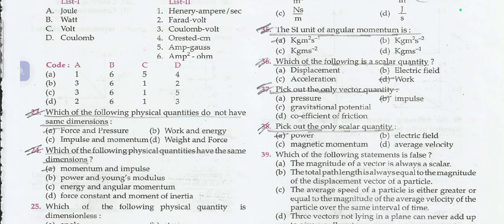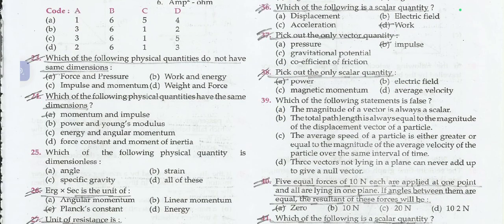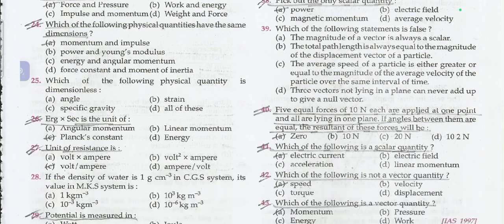Which of the following physical quantities do not have the same dimension? Force and pressure. Which of the following physical quantities have the same dimension? Momentum and impulse. Which of the following physical quantities is dimensionless? Angle, strain, specific gravity, all of these. Answer is all of these.